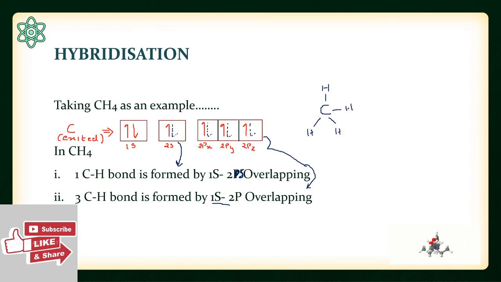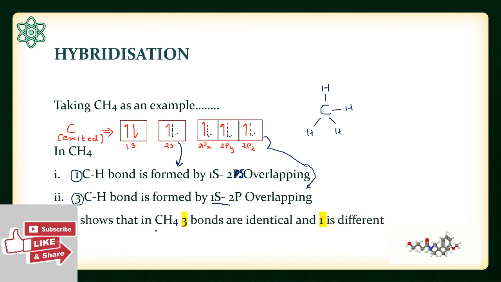So according to this, we can understand that one bond is different from the three others. Three bonds are identical to each other and one is different from the others. This shows that in CH4 three bonds are identical and one is different. But experimentally that is wrong.